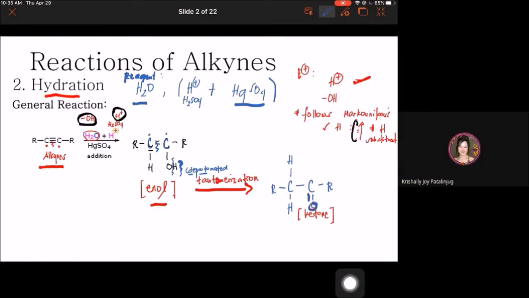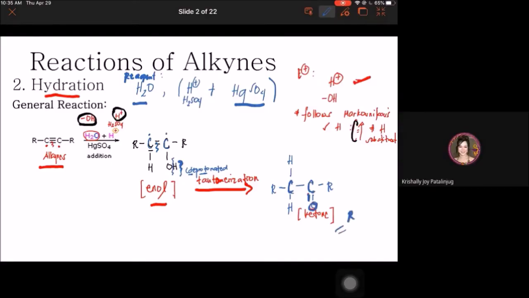That will make a stable form of the whole structure. You can see each carbon already now has the total stable number of bonds. Each carbon has 4 bonds. Each carbon here has 4 bonds. So these are all stable already. The whole structure is stable, producing a ketone. Diba? This is a ketone.